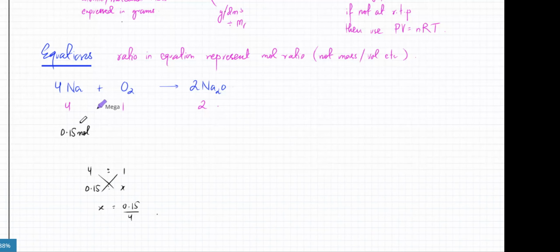Like if I know the moles of this one, 0.15, what I'm going to do is take 0.15, divide by 4 into the other ratio. So 0.15 should be divided by its own ratio and into the other ratio. So it's going to be 0.15 divided by 4 into 1. So you have to be quick. Don't waste time doing the crisscross thing. So 0.15 divided by 4 into 2. So that would give you the moles of this one.